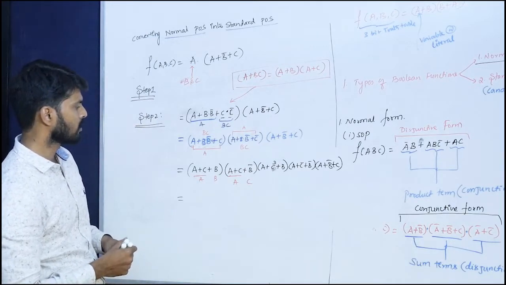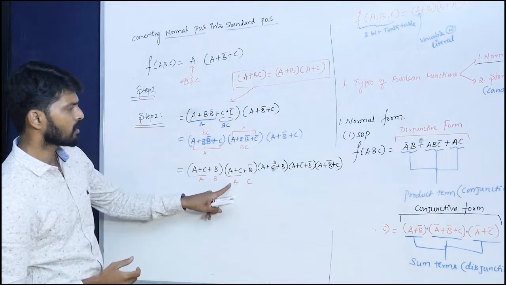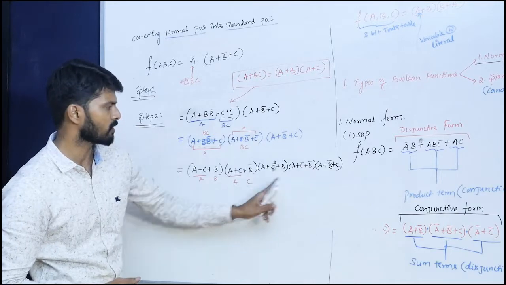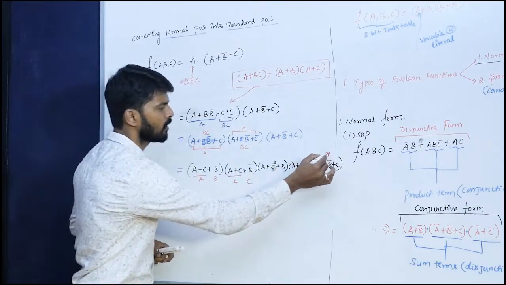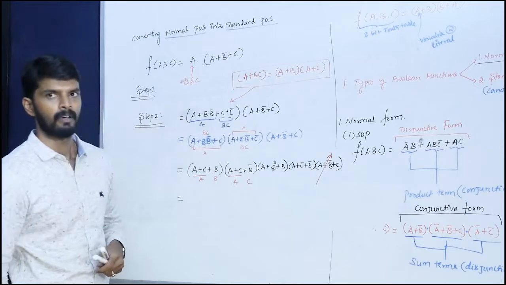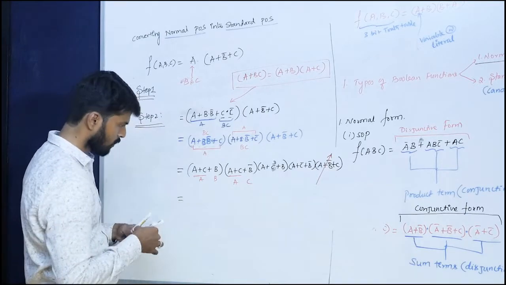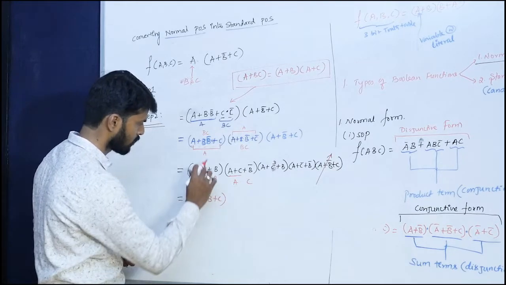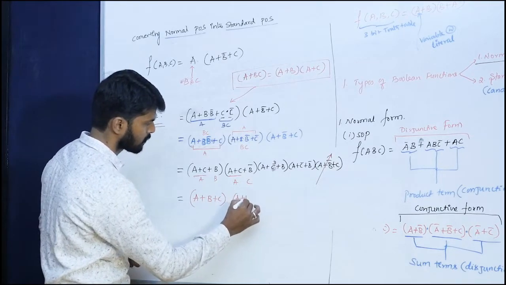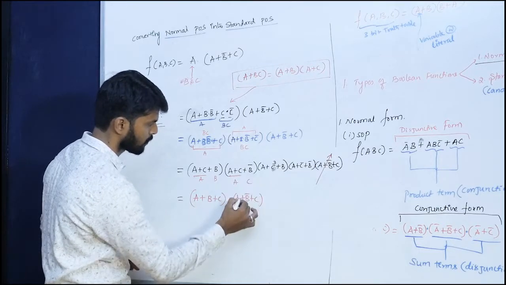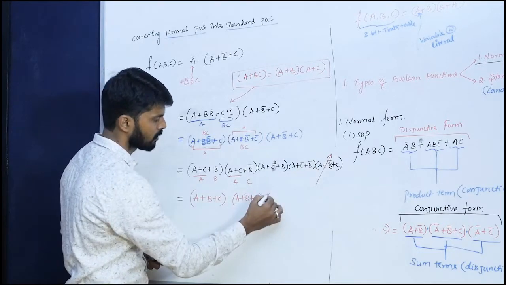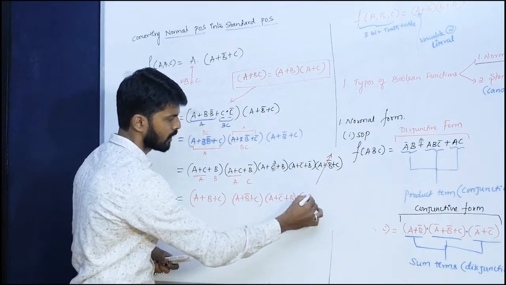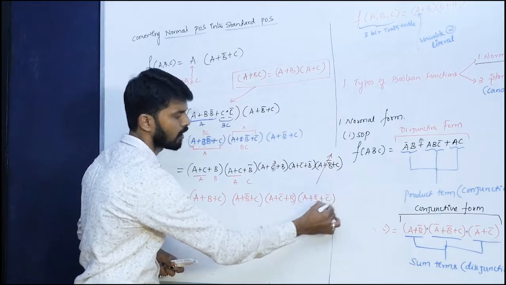According to this, A plus B once is there, A plus C bar plus B is there, and here A plus B bar plus C is there. It is repeated twice, so we need to eliminate this one. Finally what we are getting is A plus B plus C. Next is A plus B bar plus C. This one I am retaining, and the other one I have eliminated. Then A plus C bar plus B. Then the last one is A plus B bar plus C bar.